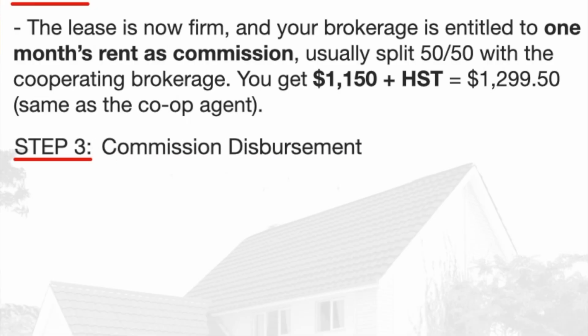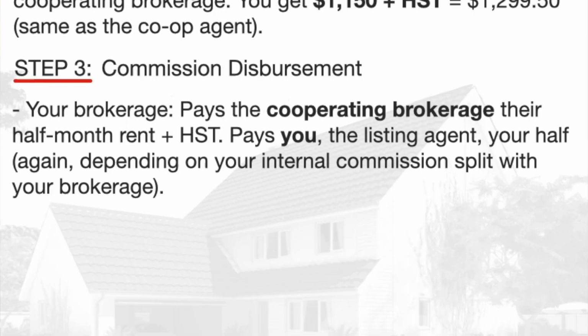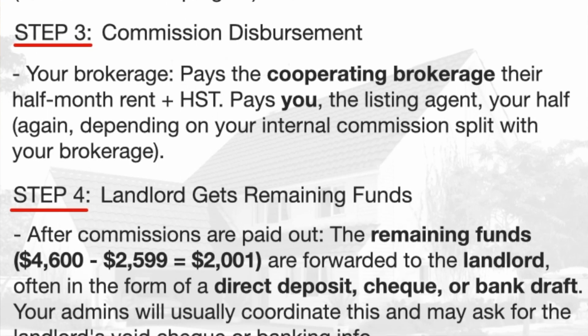Step 3, commission disbursement. Your brokerage pays the cooperating brokerage their half month's rent plus HST, and pays you, the listing agent, your half, and again, that will depend on your internal split that you have with your brokerage at that time. Step 4, different now from the tenant side steps: the landlord gets the remaining funds.